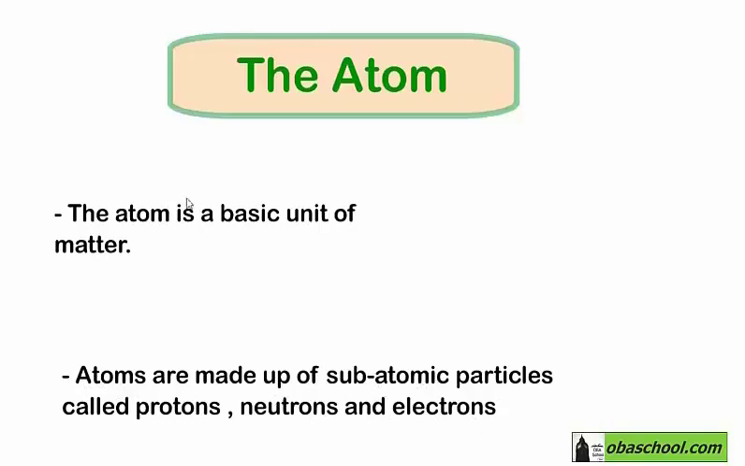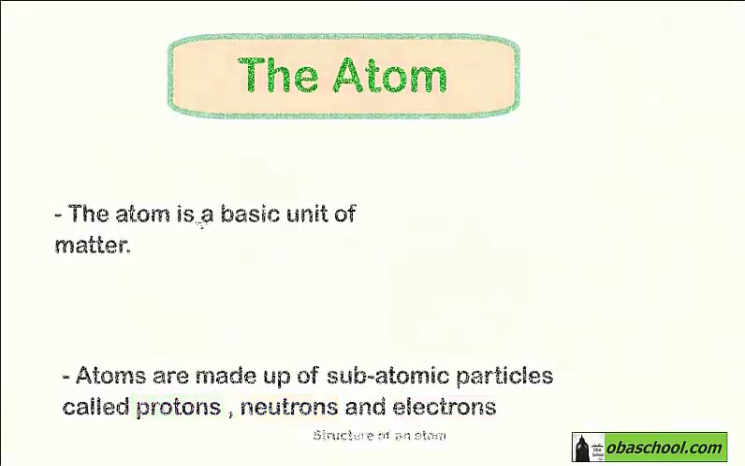What do we mean by subatomic particles? Subatomic particles mean very, very small particles. And these subatomic particles are protons, neutrons, and electrons. These three subatomic particles together form the atom.